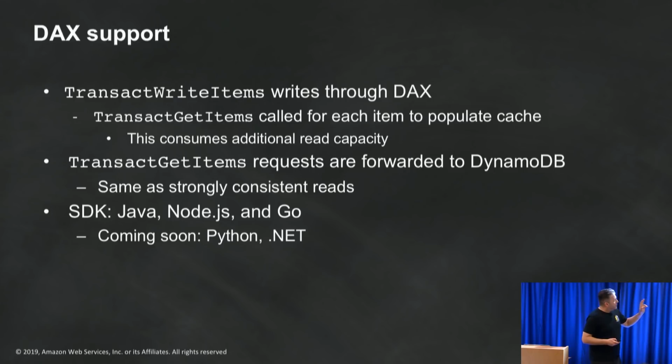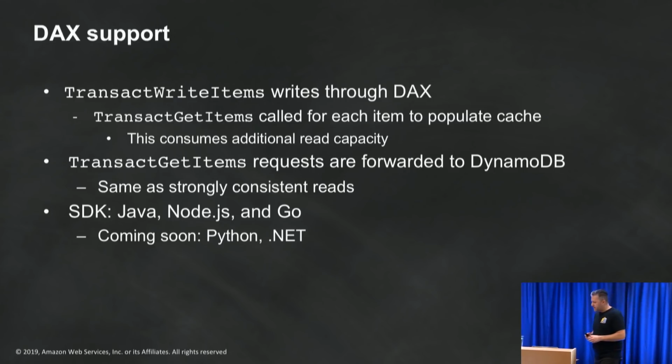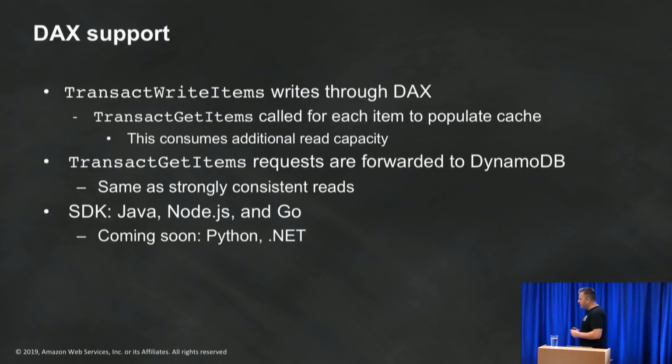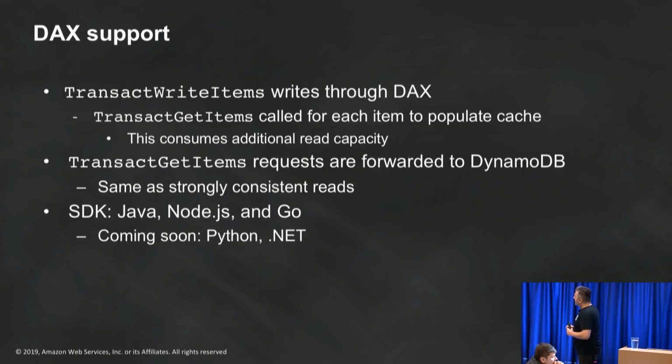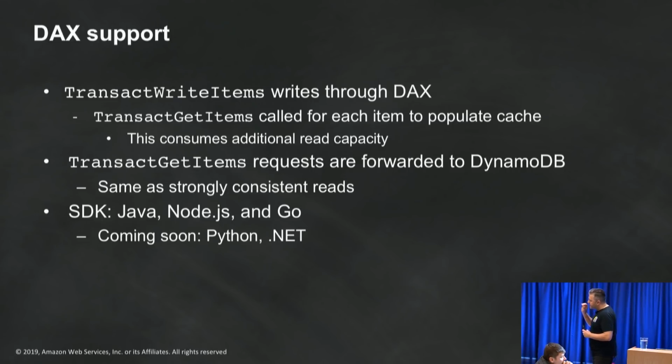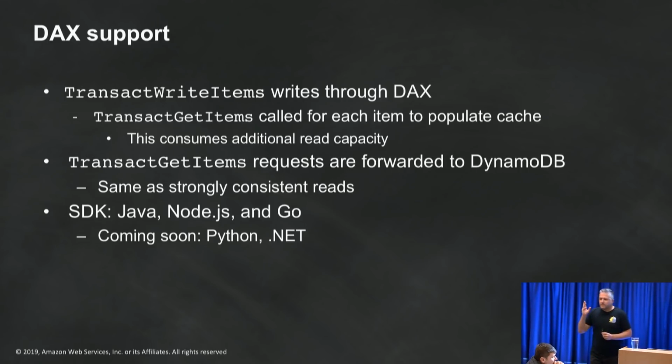There is a note about additional reads, as I mentioned earlier when we talked about metering and cost. With DAX, when you do TransactWriteItems, DAX will also invoke TransactGetItem for each item separately that's part of that TransactWriteItems in order to populate its own cache. So that'll incur extra reads, two times the reads for each item that was in the write transaction. So this is all also well documented.